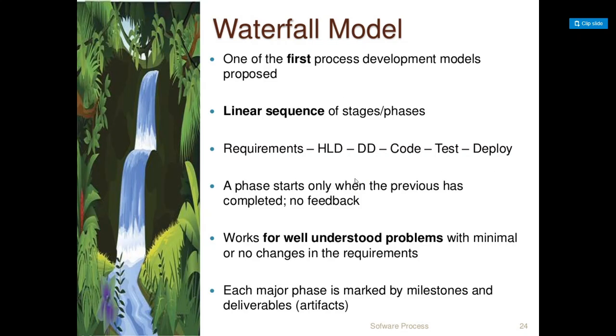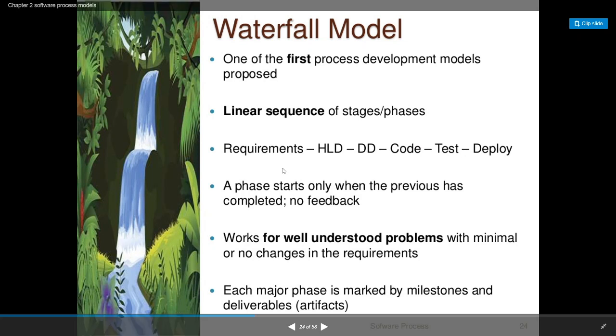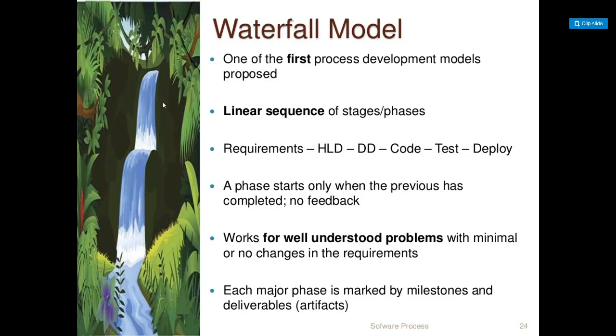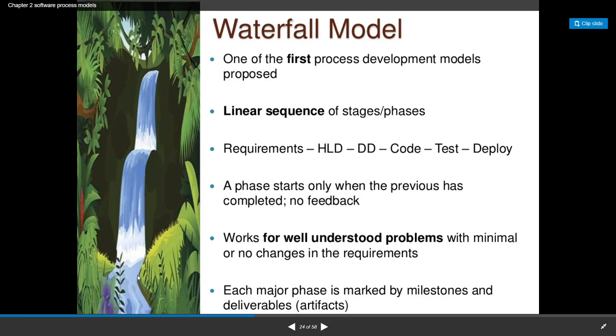Next, based on this, we have some models and we have names for them. The first one we call the waterfall model. Why waterfall? Because it is stepwise, one after the other, like water flowing from top to bottom. That is why it is called the waterfall model. One of the first process development models was the waterfall model. It is linear in sequence, that is, it just flows in one line.